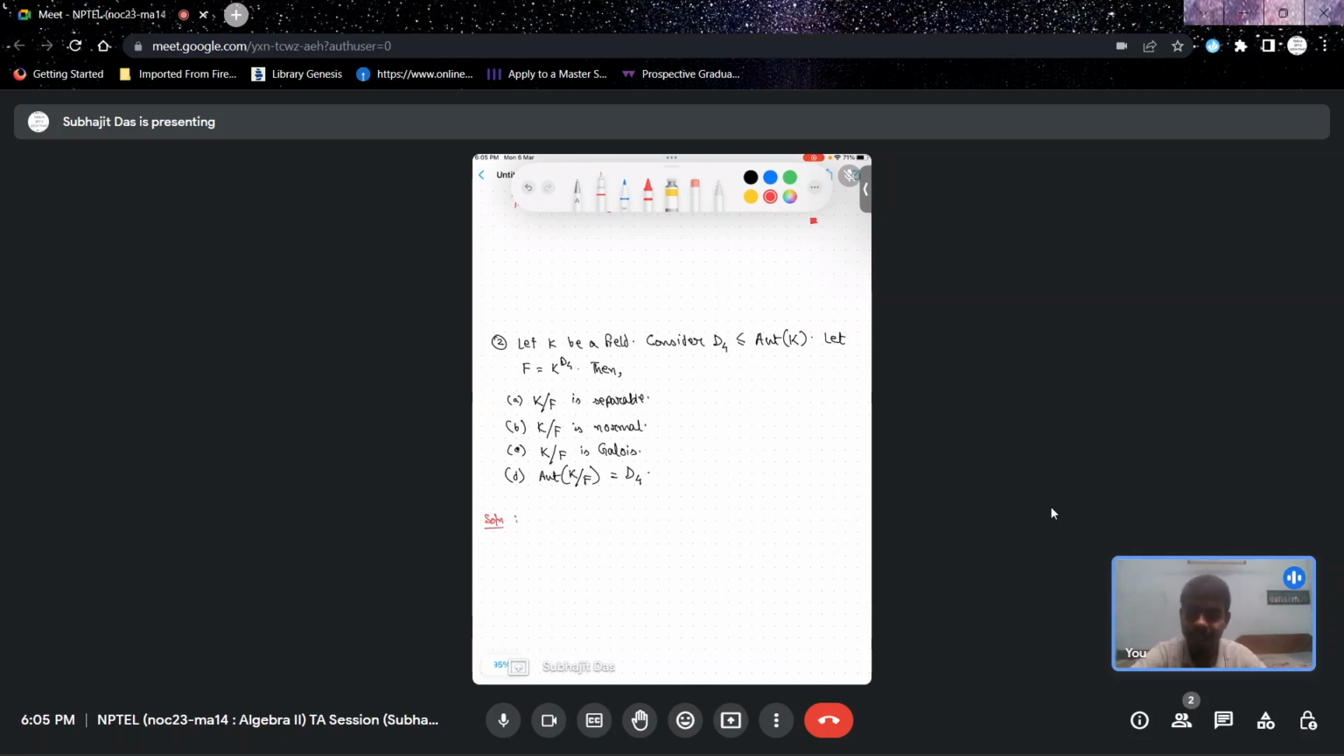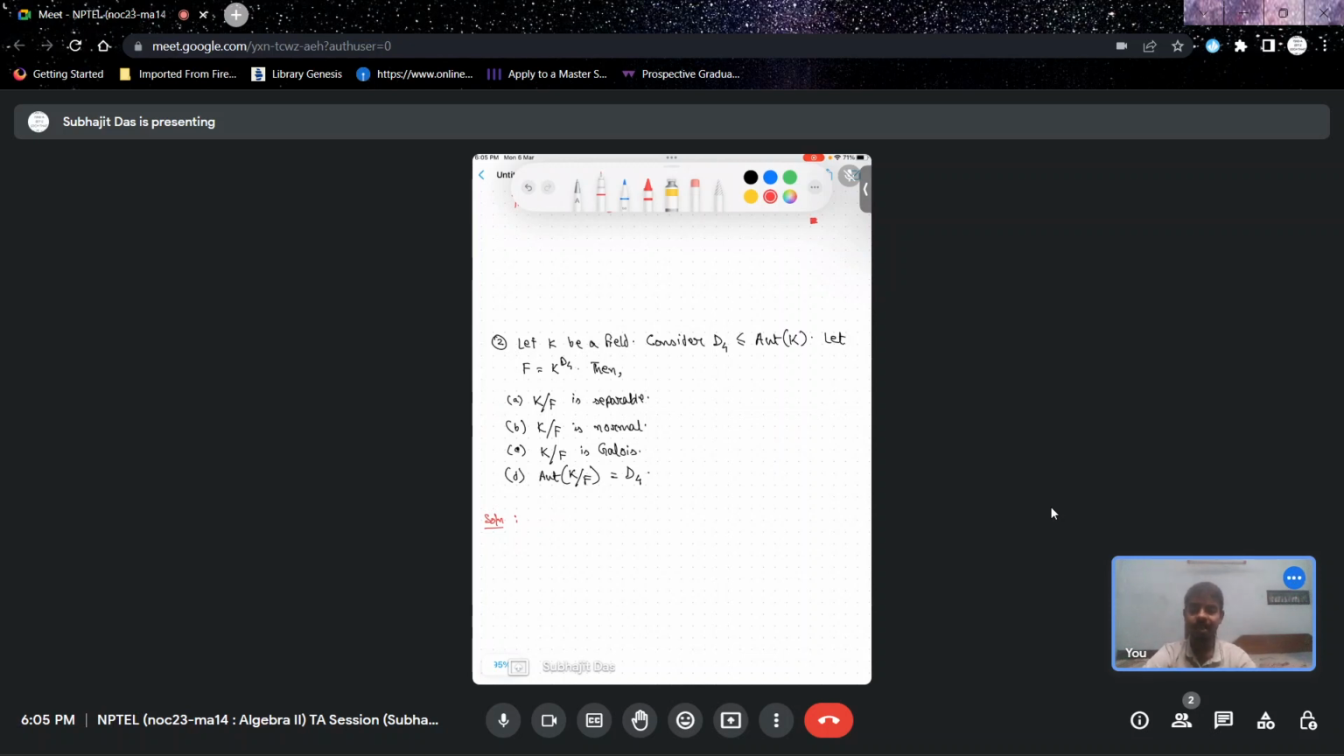Okay, so now again K is taken to be an arbitrary field and we consider D4 as a subgroup of the automorphism group of K. Now D4 is a dihedral group, as you know, and you again consider the fixed field of D4 in K, which is taken to be F. Then we have these 4 questions, which of them are correct.